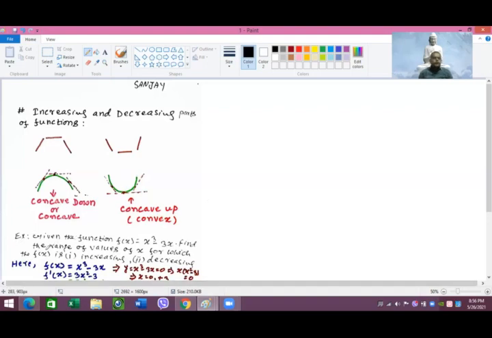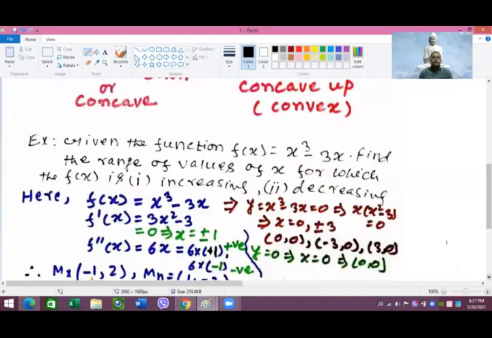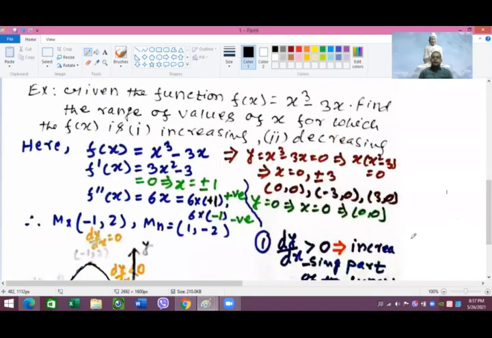In this example, it states that given the function f(x) = x³ - 3x, find the range of values of x for which f(x) is increasing and decreasing. So first of all, we have to draw the graph for this function. Here the graph has been drawn for you already. In order to draw the graph, we require points on the x-axis as well as the y-axis.